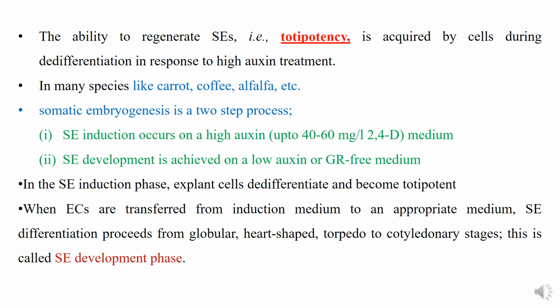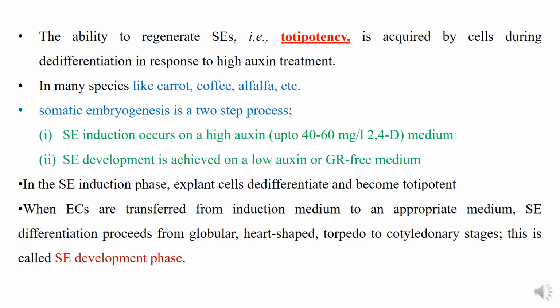The ability to regenerate somatic embryos is known as totipotency. That is the ability to regenerate somatic embryos, acquired by the cells during this de-differentiation in response to high auxin treatment. Suppose you see in case of carrot, coffee, alfalfa, in these species totipotency arises because of high auxin treatment.